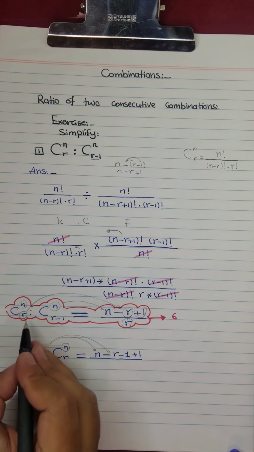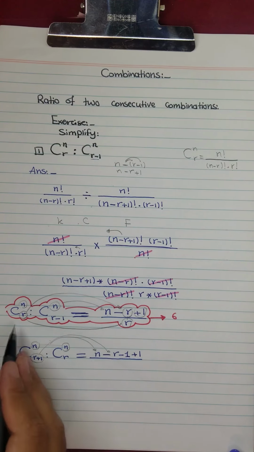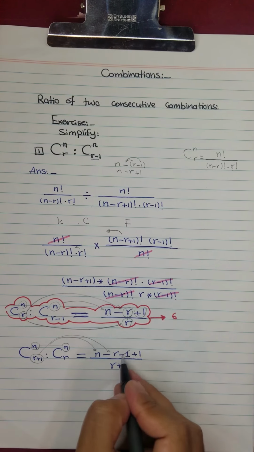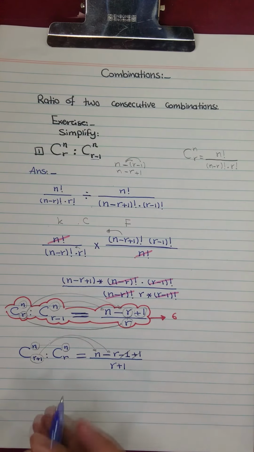Look, here, this r comes in the denominator, right? The bigger one comes in the denominator. So you write this one in the denominator. So it becomes r plus 1. Now here you can cancel the negative one with the positive one. So you get something like this: the combination of n, r plus 1 to the combination of n, r equals n minus r, since the minus 1 and the plus 1 are cancelled, over r plus 1. And this is now another relationship. In case it's written like this, you get this relationship.